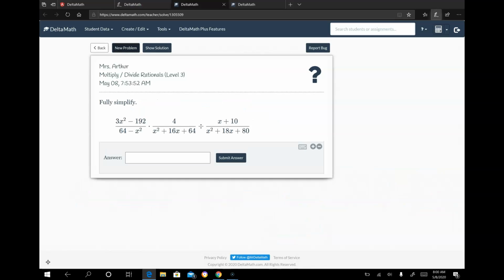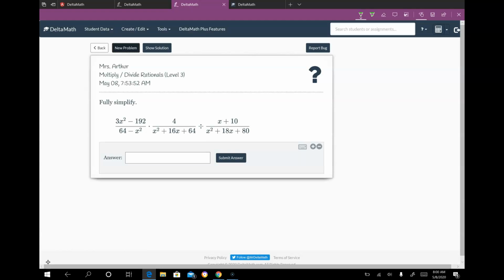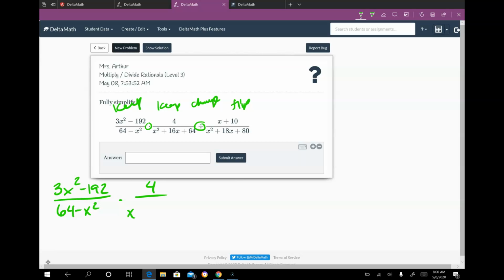So this one, you do the same thing, okay? There is a division problem right here. So I do need to do the keep, change, flip, okay? And you can say keep, change, flip if you want to on this one, because this is multiplication, so it's fine. So we're going to keep that first fraction the same, times, keep the second one the same too. Change division and multiplication, and then flip that last fraction.